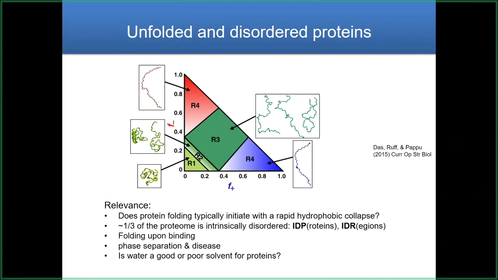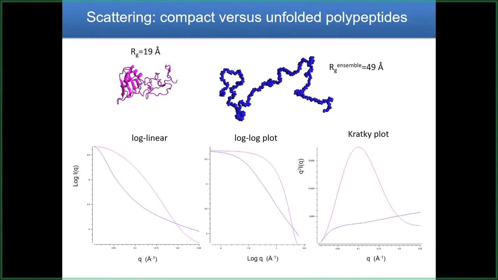You can ask the question, how expanded is an unfolded state or an intrinsically disordered protein? And hopefully you're now familiar with these different style plots, whether you're looking at a log-linear plot, where I'm showing you the y-axis is log intensity versus Q. There's also a log-log plot, which I guess is what comes up most of the time on your screen when you're doing a scattering experiment. And the one some of you have just seen is a Kratky plot, where we multiply by Q squared, so we're multiplying by a parabola, which tends to accentuate the high Q data.